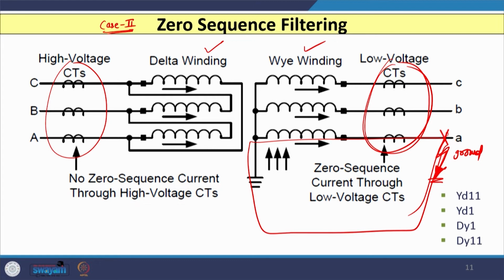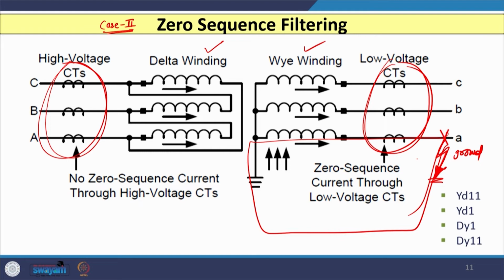On the delta side, these currents circulate inside the delta winding, but they do not come out of the delta winding. So, in the current through these CTs there is no zero sequence current, hence there is a mismatch, because on one side of the digital relay zero sequence currents are present, and on the other side they are absent. So, there is a mismatch.